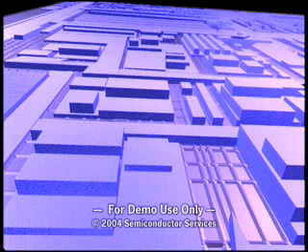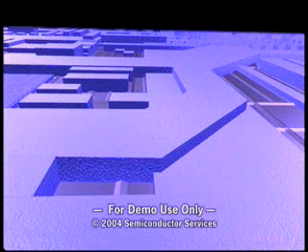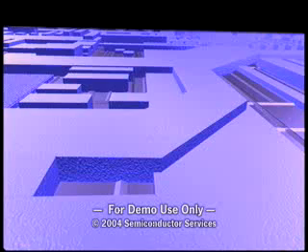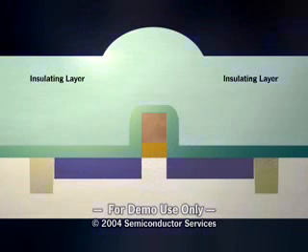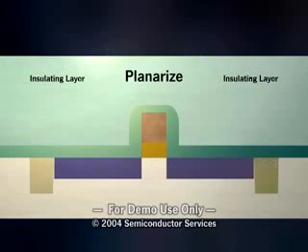Many device structures are built on the wafer surface using CVD layers. This results in height variations that cause focus problems for subsequent patterning operations. The solution to this problem is to flatten or planarize the surface of the insulating layer, which is deposited over the structures on the wafer surface.